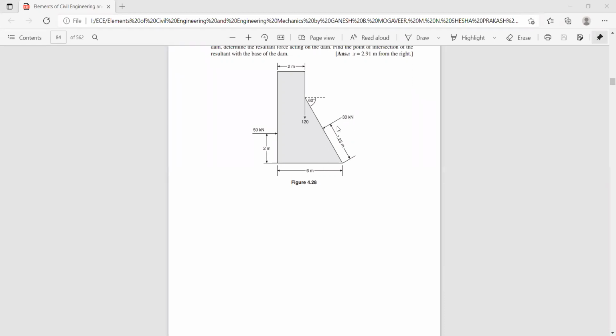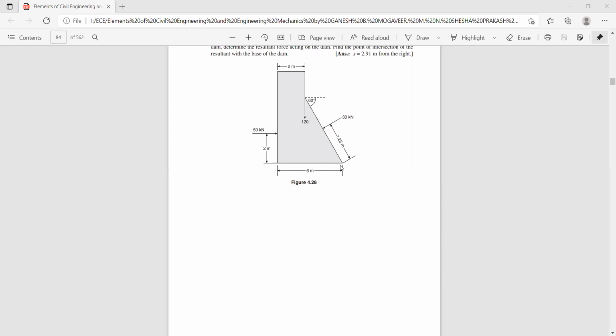So minus 30 cos 30 into 1.08, this height, 1.08. So sigma MA is 50 into 2 plus 120 into 2 minus 30 cos 30 into 1.08. Next, the vertical component of this force is acting like this, and this distance you have calculated as 0.625. So the remaining distance from this point, that is HA, so plus 30 sine 30 into 6 minus 0.625.